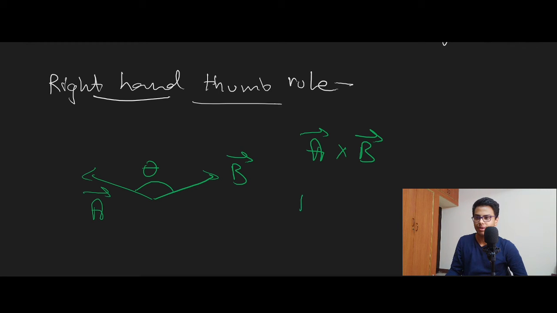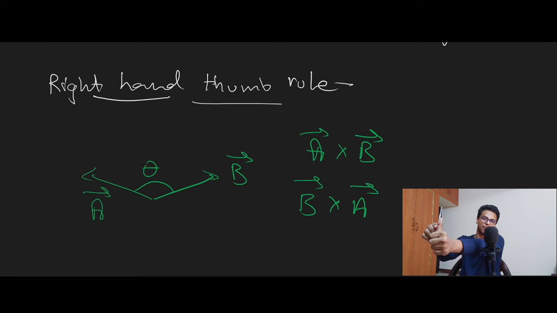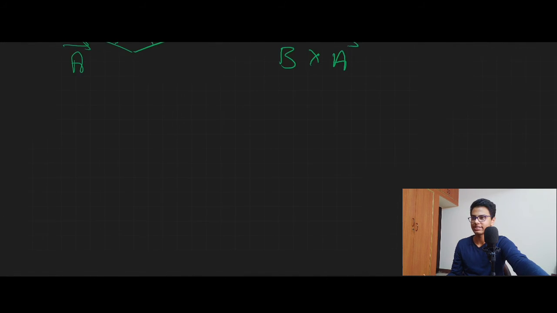Now let's say we are doing B vector cross A vector. How do we do it? Put your hand, align it with B, then turn it around to go to A. Now you can see that the resultant vector is where your thumb is pointing. So it's pointing upwards.